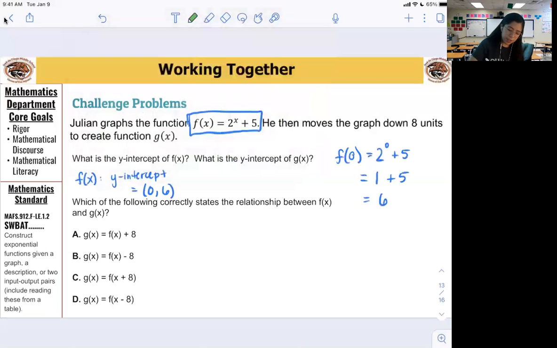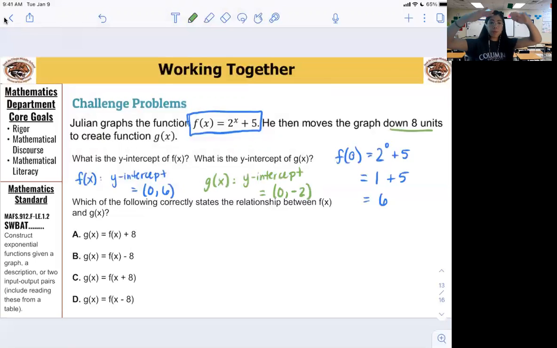What about for g of x? Moves down 8 units. -2. -2, good. (0, -2). And that's because from f of x, which is at 6, now we go down 8 units. So 6 minus 8 is -2.